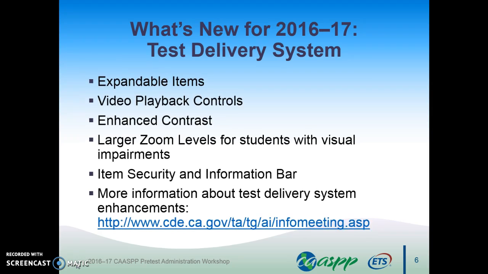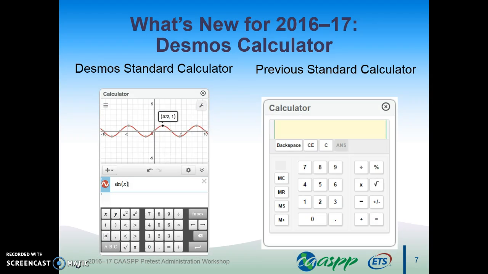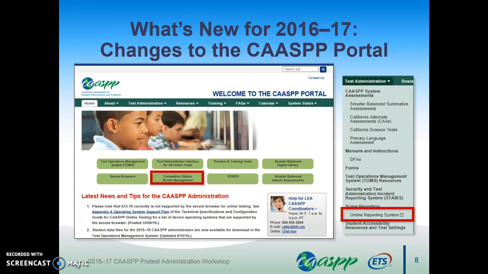Also, there are expandable items, video playbacks, enhanced contrast, larger zoom levels for students that have visual impairments, item security and information, and any more information that you need, please follow the link on your screen. There's a new calculator. There's the previous standard calculator. We have the Desmos standard calculator, which is pretty spiffy. And in the portal, you'll see completion status and roster management as a new option.